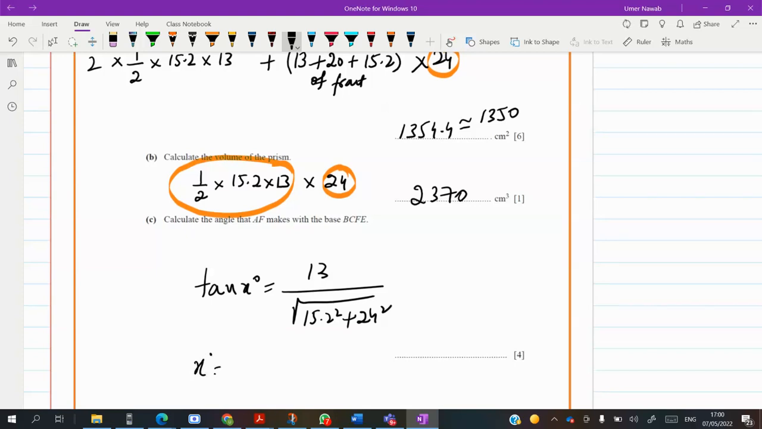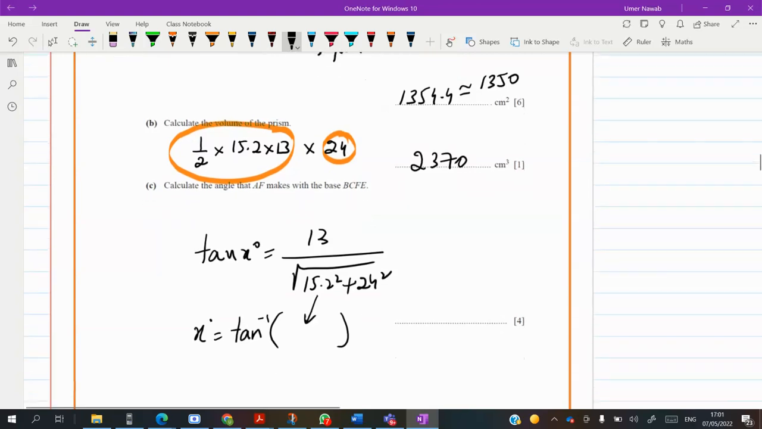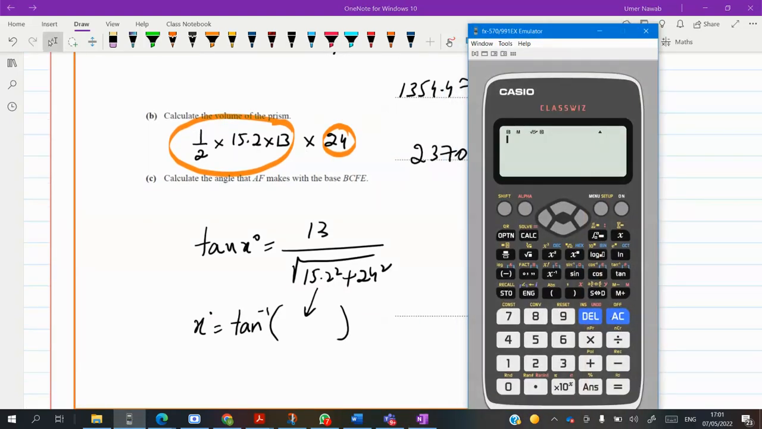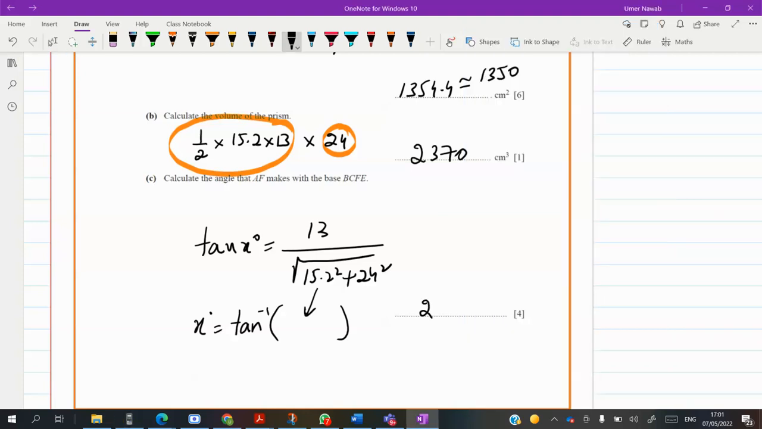So x is equal to shift tan, this whole thing here. Going to write in the calculator shift tan 13 over square root of 15.2 squared plus 24 squared. Bring the cursor out. Now get your answer: 24.5 or 24.6 degrees.